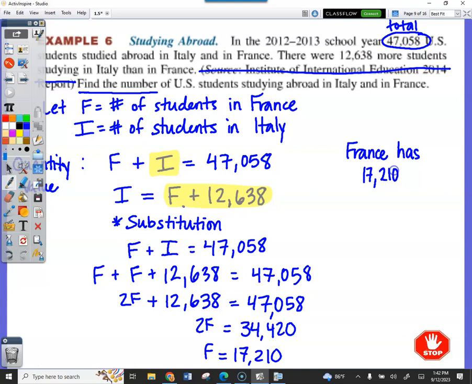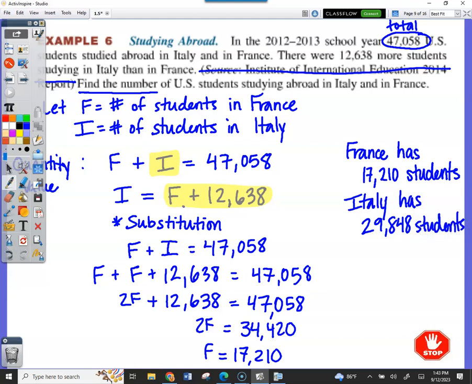I got 2 F's. Okay, how do I get Italy? Plug it into the value of it. To get Italy, you just go back to either one of the equations that you created and plug France in. I would plug it into the second one because I is already by itself. So it would be the France number plus the 12,000, and you would find that Italy has 29,848 students.